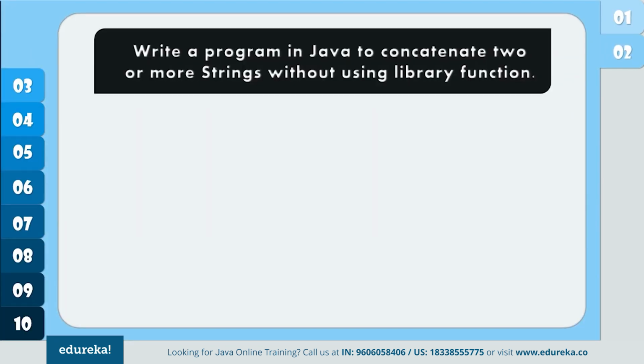Problem statement is, write a program in Java to concatenate two or more strings without using a library function. That is, you have to concatenate or join two strings without the use of the library function concat. Let's see how to do that. Here, you have to concatenate or join two strings without the use of the string concat library function. Let's see how to do that with the help of a code.